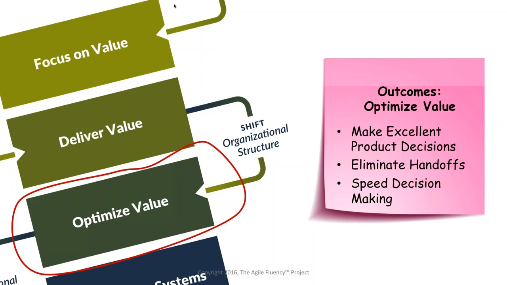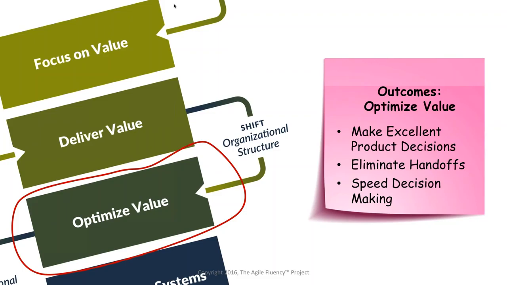So at optimized value, the idea is that the team can make excellent product decisions. The team now knows enough about what the customers want that they may even be able to anticipate how new technologies built into their existing product might help their customers in ways that the customer hadn't even thought of yet. So here is where we may get some ideas around disruptive innovation and ways that the team can produce things that may be unexpected.